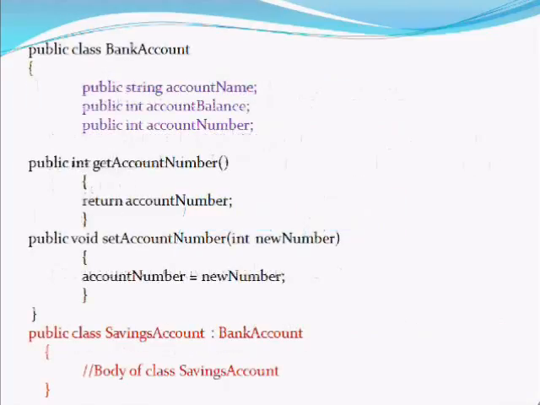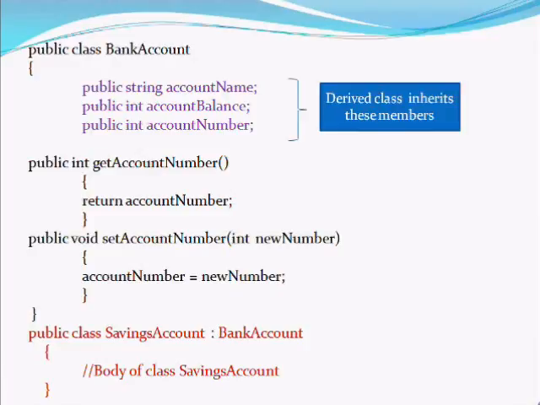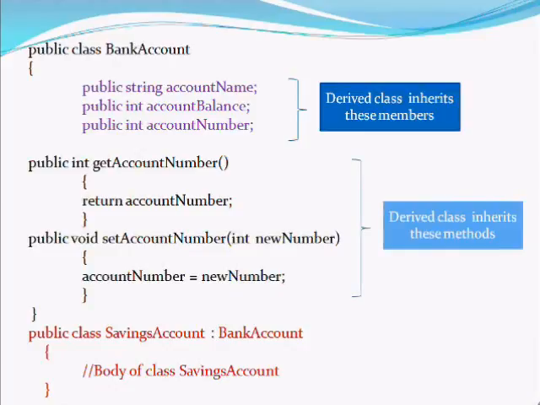This is an example of implementation inheritance. BankAccount is the base class of this code. It has three public members called account name, account balance, and account number. Also, it has two methods called getAccountNumber and setAccountNumber. Then we derive a SavingsAccount class from BankAccount. After deriving, the SavingsAccount class inherits all the members of the base class, both member variables and methods. But if the base class had any private members, those members are invisible to the derived class.